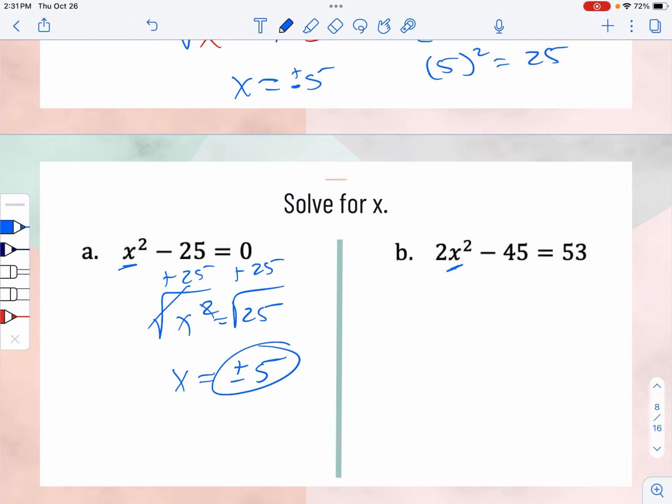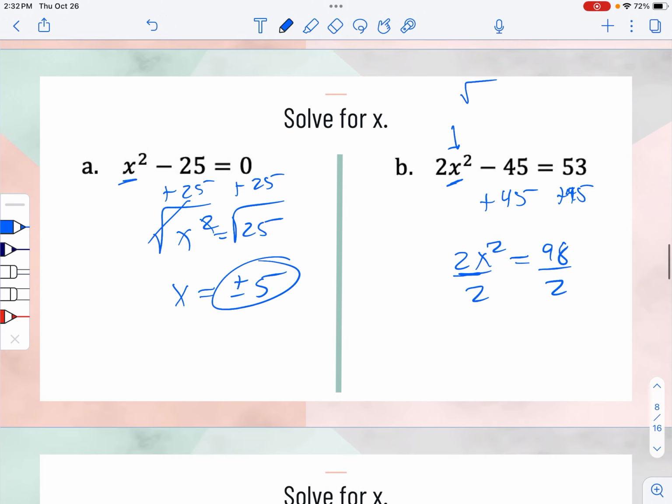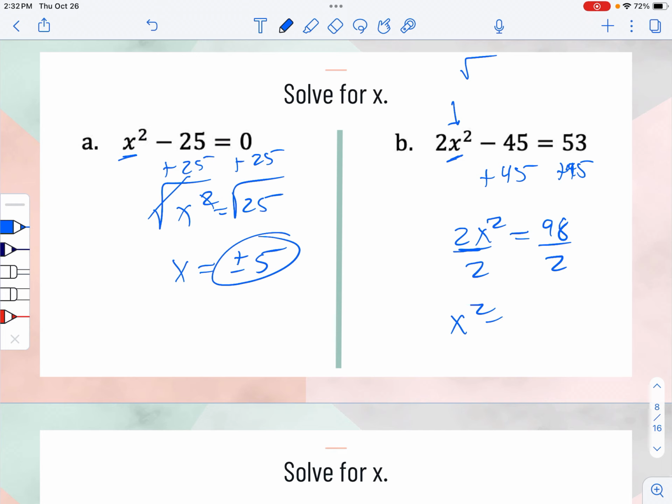For this one, it's just an x squared, so if I can get the x squared by itself, I can take the square root of both sides and get my answer. So I'm going to add 45 to both sides, and I get 2x squared equals, looks like 98. I'm not going to take the square root yet because I'm going to get rid of this 2 first. I just want the x by itself. So x squared equals 49. Now I can take the square root of both sides, and x equals plus or minus 7.